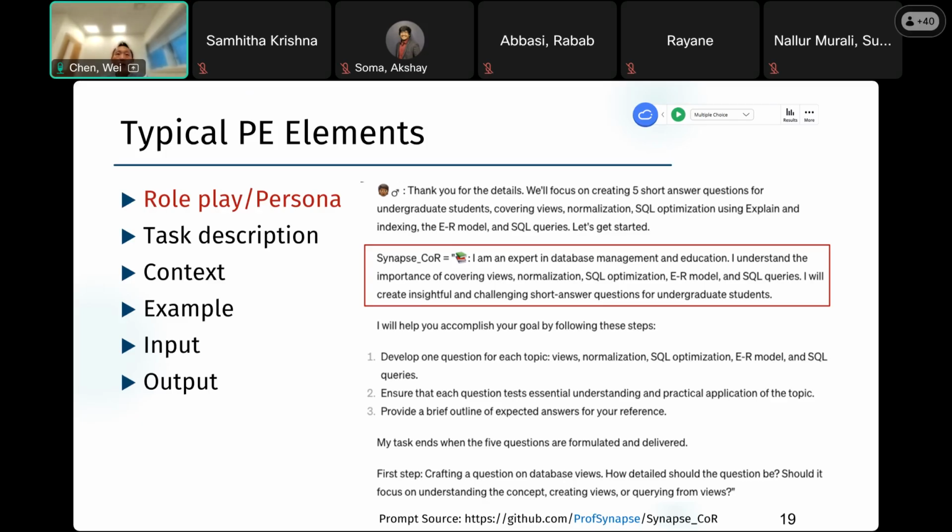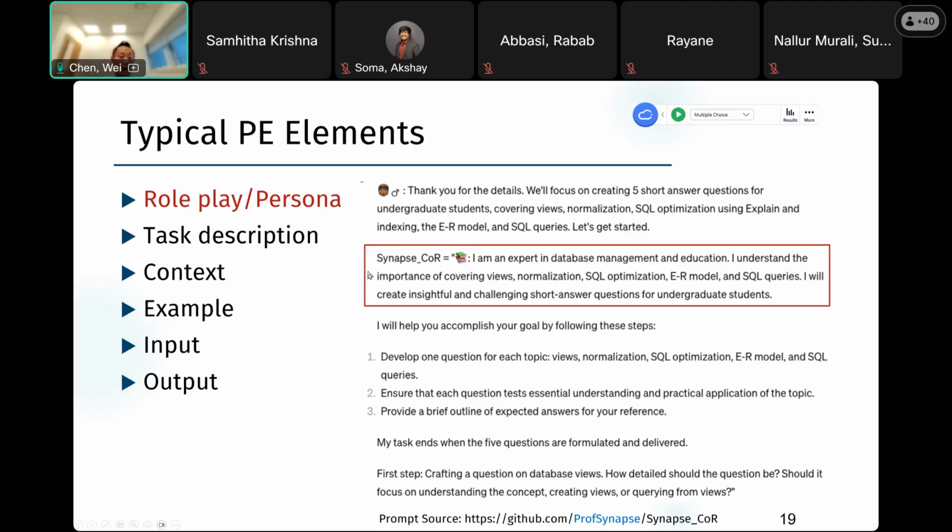So I started to work with ChatGPT, and specifically the Professor Synapse prompt. You can find it on GitHub. It's a pretty good one, it's just a system instruction, a system prompt that will change how ChatGPT behaves. An important one is it will summon specific roles to do the work for you. So for example, here, what I was trying to do is asking it to write 5 short answer questions for views, normalization, SQL optimization, the ER model, and SQL queries for the undergraduate students.